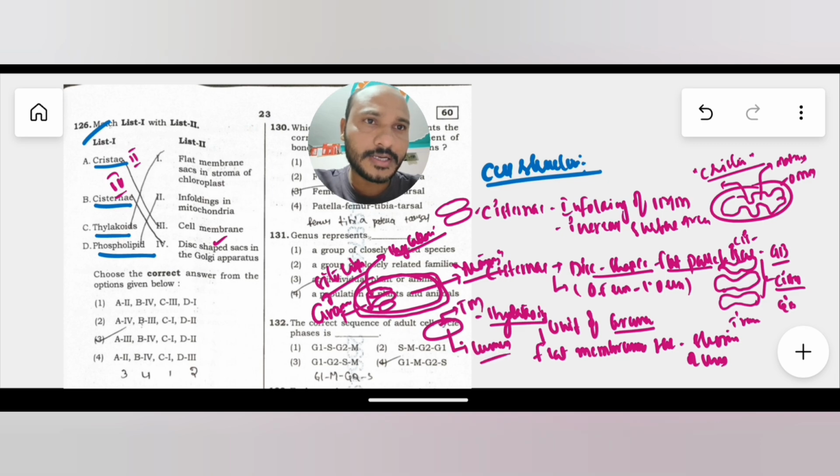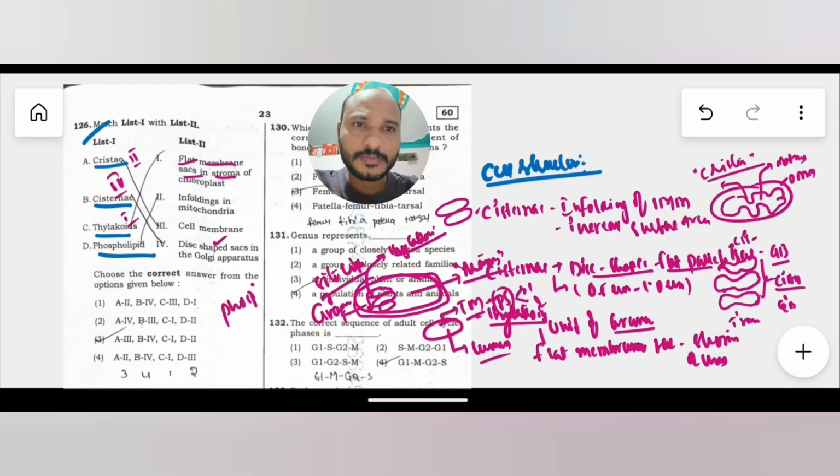We already made a detailed video on this chloroplast, so once you watch this lecture on my YouTube channel. The thylakoid membrane contains a group of photosynthetic pigments in the form of photosystems. Here we have photosystem 1 and photosystem 2. Likewise, we discussed many things regarding this chloroplast. So the thylakoid is a flat membrane sac in the stroma of the chloroplast. So C is 1. And now coming to phospholipids.